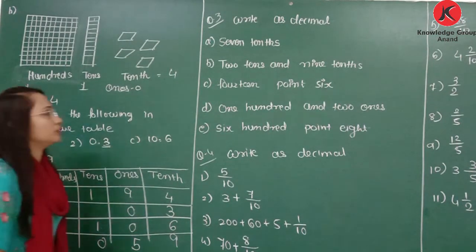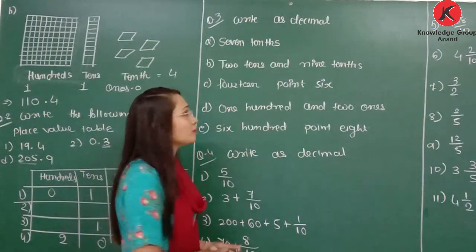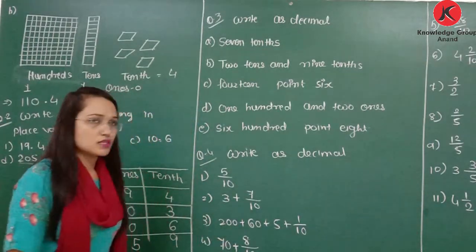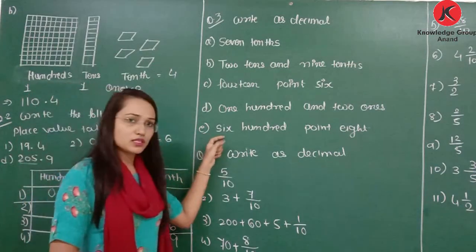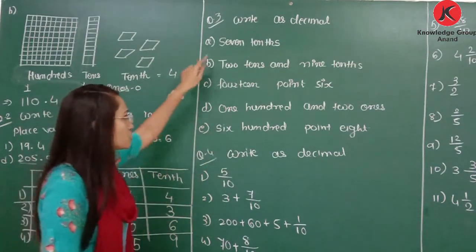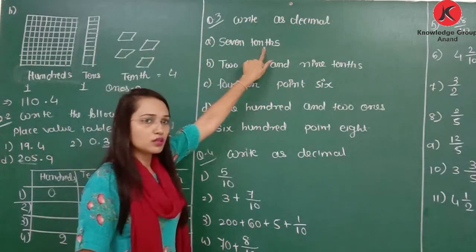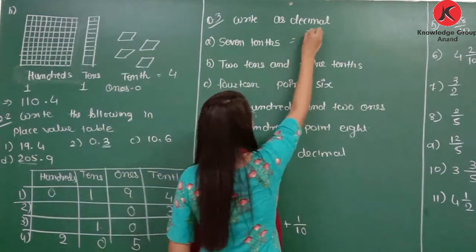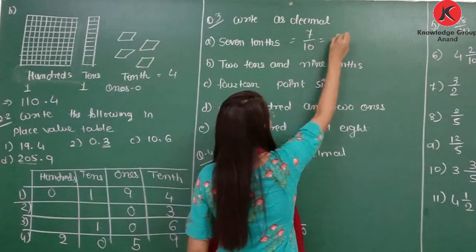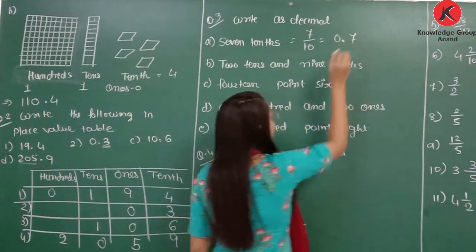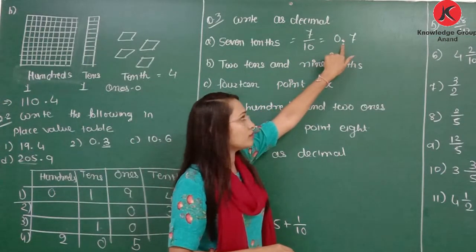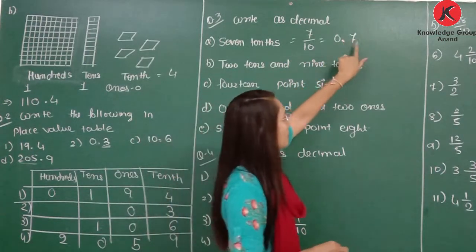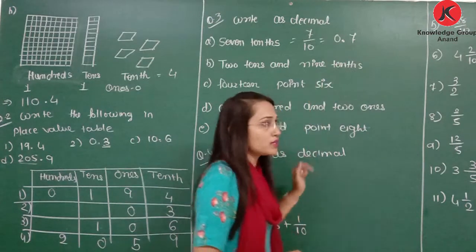Okay. Now next one. Question number 3. Write as a decimal. So we already learned how to represent this number name as a decimal number. So let's start with the first one. Here 7/10 means it is 7 by 10. So it is 0.7. If there is a 10 in the denominator, then there must be one decimal digit after the point. So it is 0.7.